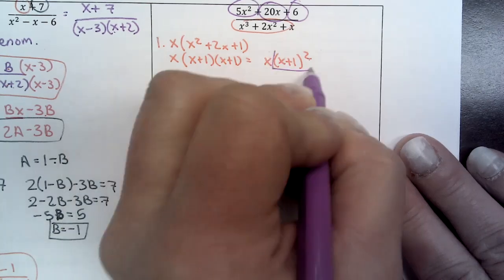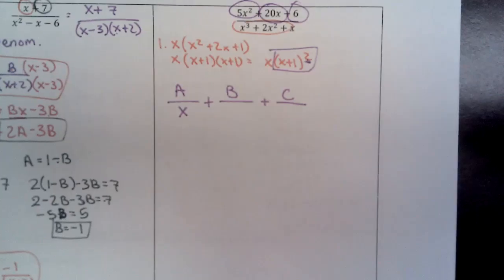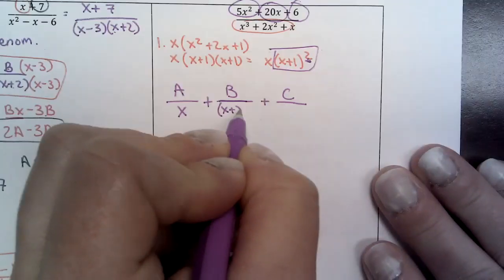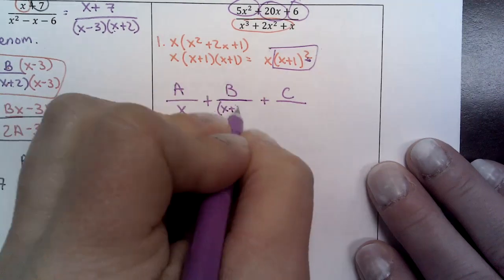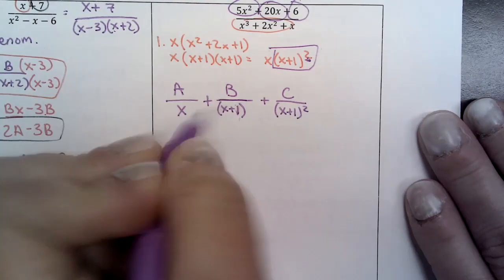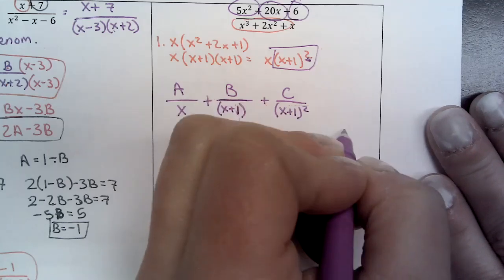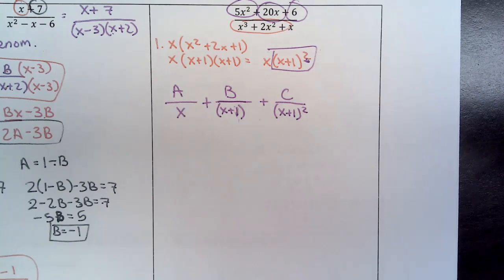Anytime I have something greater than just a factor, in this case an x plus 1 squared, I have to start with x plus 1. I can write it: x plus 1, and then my next one would be x plus 1 squared. If this was an x plus 1 to the third, then I would have plus d over x plus 1 to the third plus e over x plus 1 to the fourth. So it would keep going.